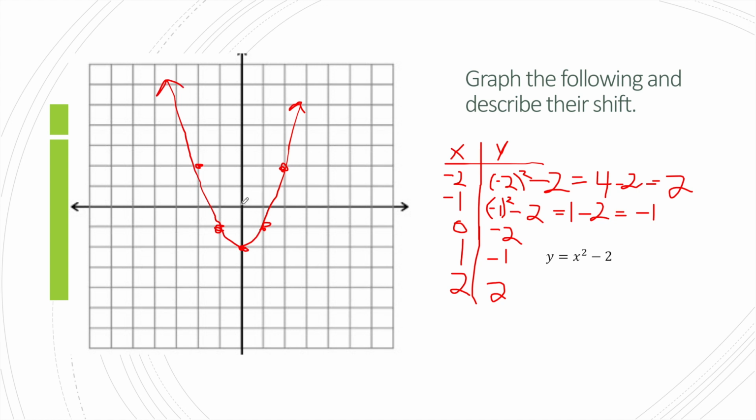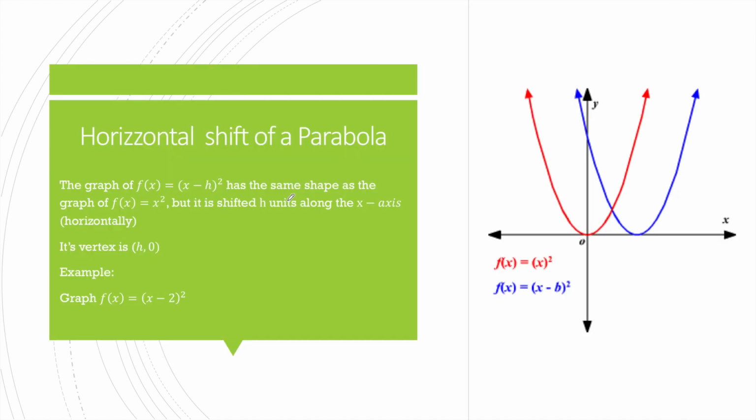Now, if we can have graphs that shift vertically, we can also have graphs that shift horizontally. So a horizontal shift of a parabola is when I have a function f of x of the form (x minus h) squared, okay? This is going to have the same shape as the squaring function, except we're shifting it to the right, in this case, h spaces.